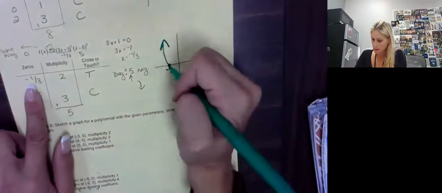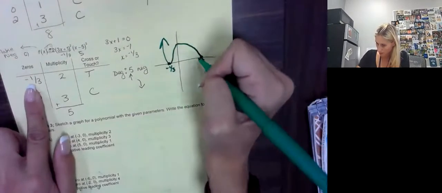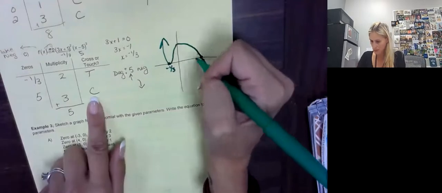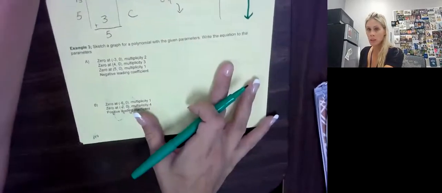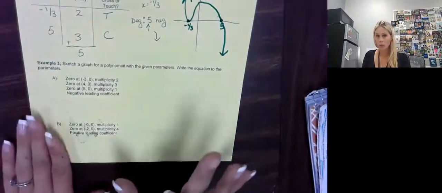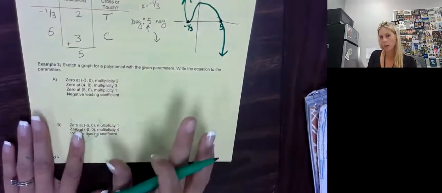Now let's talk about the inside, touch and cross. At -1/3, we're touching, so it goes back up, comes back down. Right here we cross. Does it cross? Yes, we do. And we were able to sketch it without a calculator. Next level, we're almost done. We're going to sketch it and then write an equation for it.